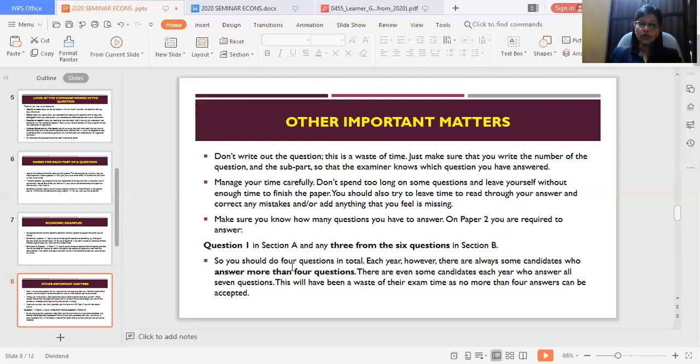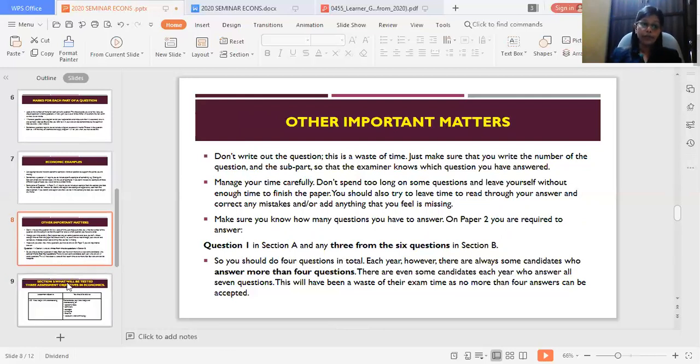You should also do 4 questions in total. So the total in paper 2 will be 4. Section A1 is compulsory, answer all, and 3 essays. Okay, so that is the important matters that I want to share.